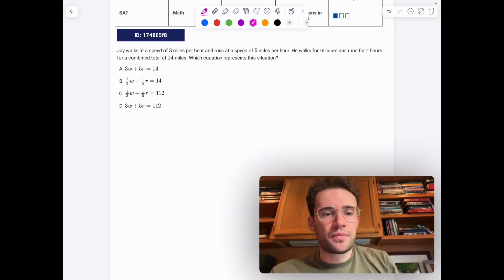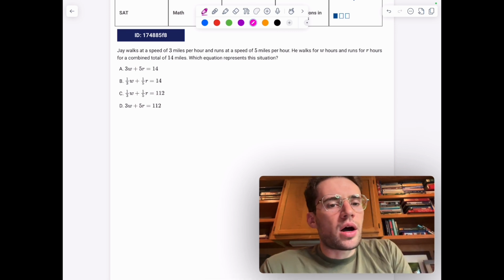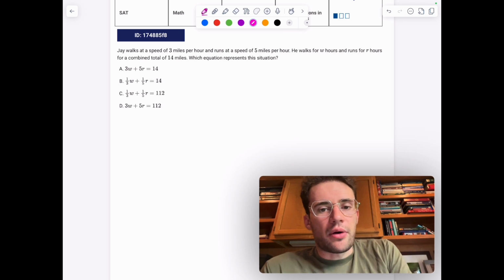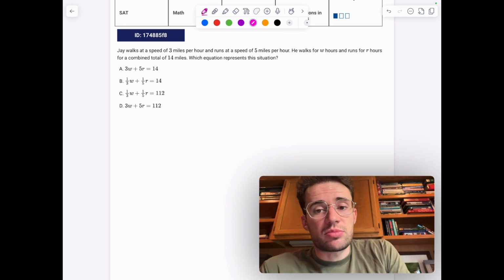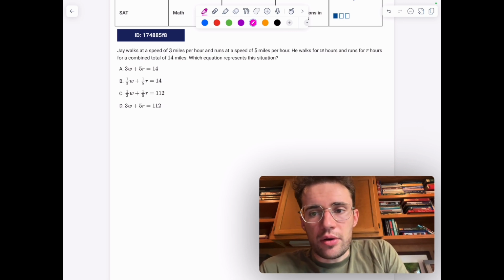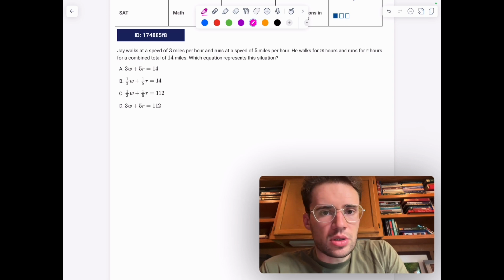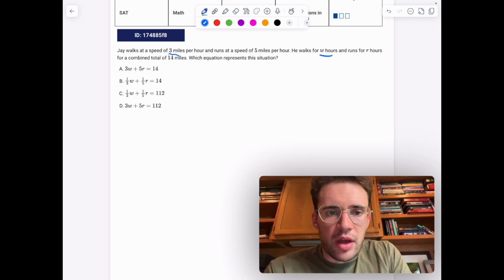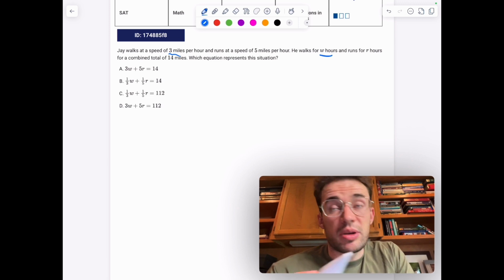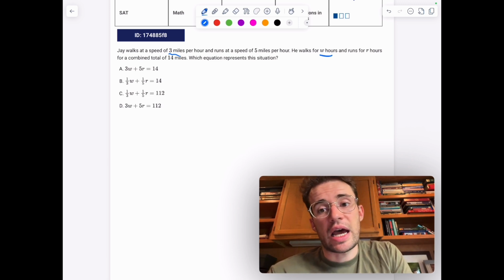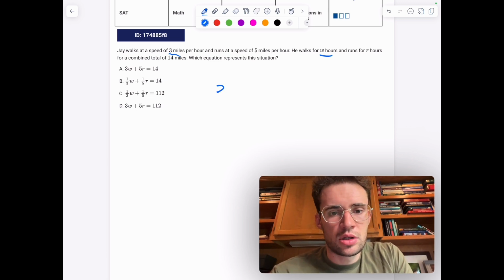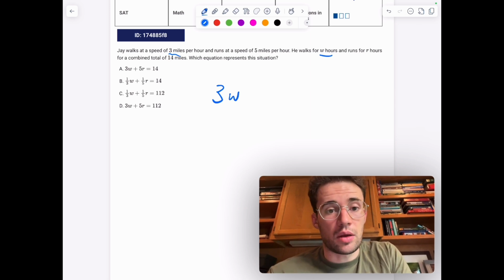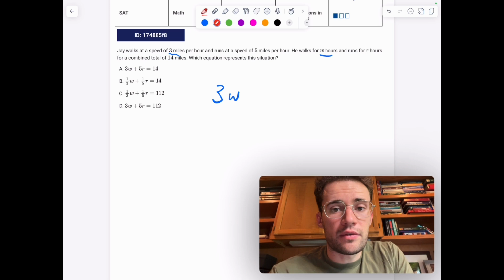But these problems really shouldn't take you too long, as long as you understand how to interpret slope-intercept form. Jay walks at a speed of 3 miles per hour and runs at a speed of 5 miles per hour. He walks for W hours and runs for R hours. Okay, so speed and number of hours. Speed is miles per hour times hours, and that's going to give you the number of miles. So 3 times W is the total miles that he walked. And then 5 miles per hour.